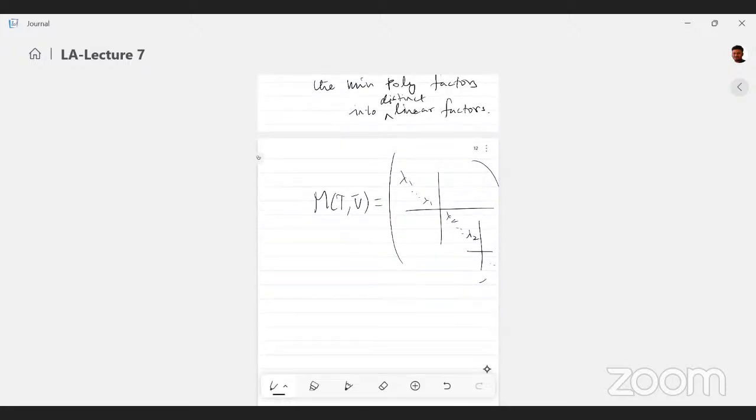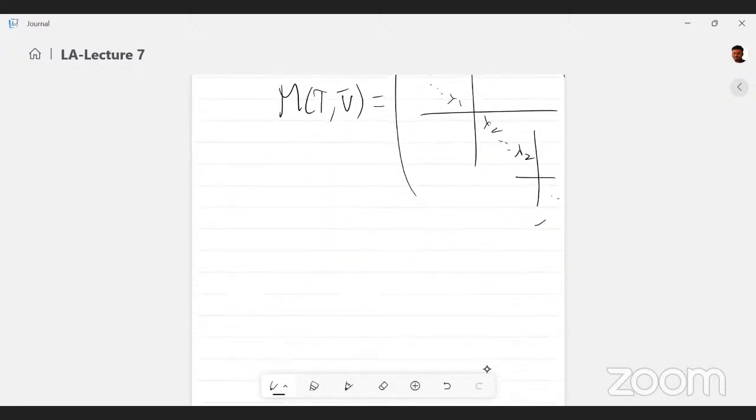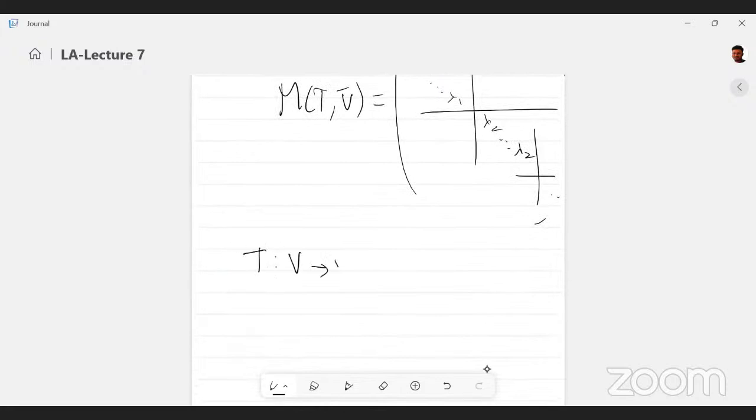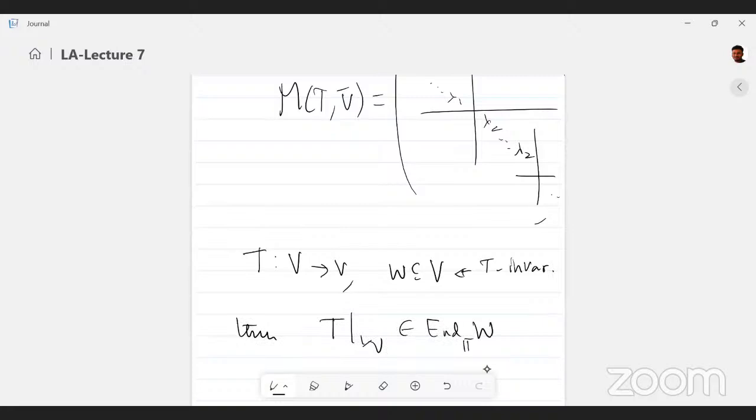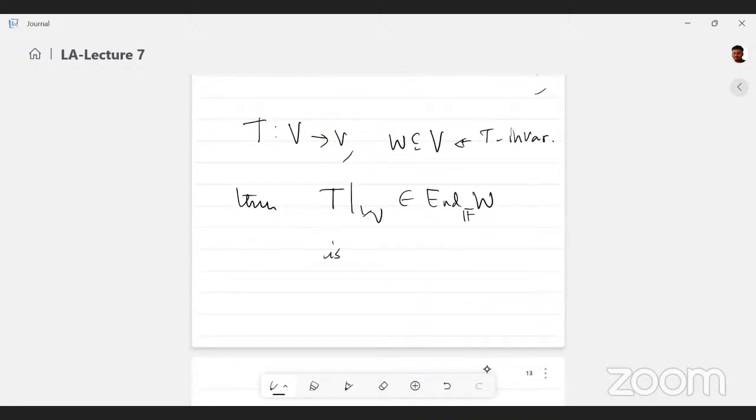And again, there are many interesting corollaries you can prove using this. For example, if you start with an operator T and a subspace W which is T invariant, then T restricted to W, which is an element of the endomorphisms of W, is also diagonalizable if T is diagonalizable. This you can also prove.